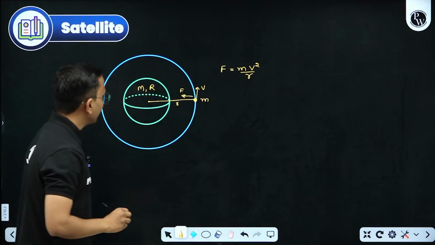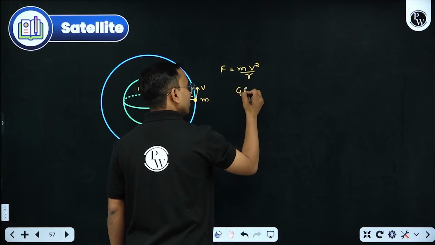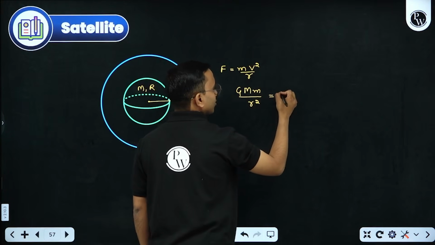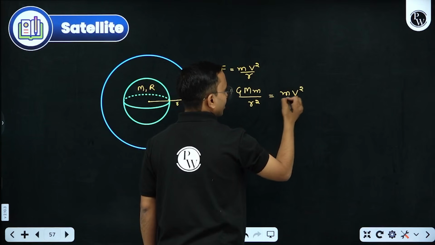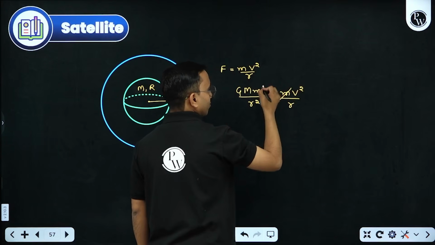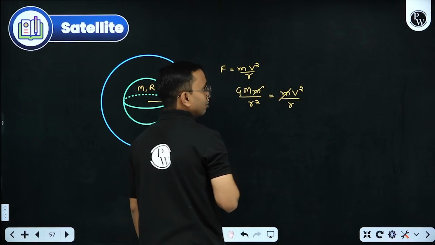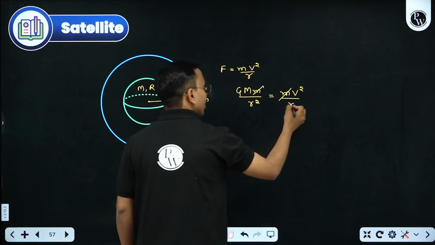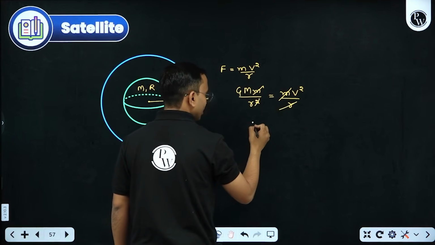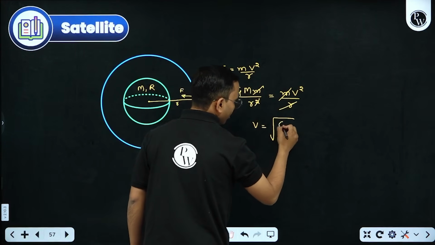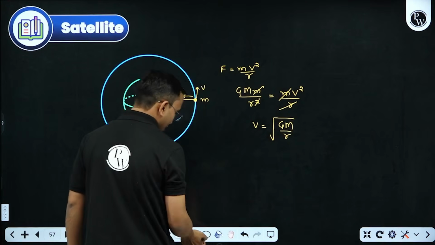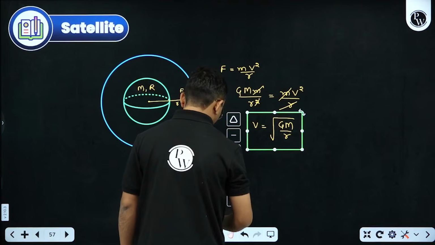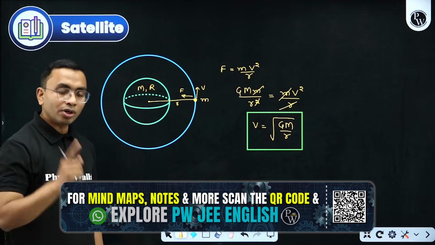Clear? So what is F? F is GMm divided by r square. This is my force, and this becomes equal to mv square divided by r. Small m, mass of the satellite, is getting cancelled. It means the speed will be independent of the mass of the satellite. This r is getting cancelled. So v comes out to be root of GM by r. You see, the speed of the satellite is independent of the mass of the satellite. It depends on the mass of the planet, but not on the mass of the satellite.